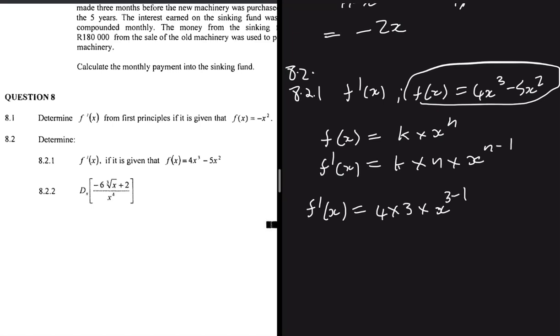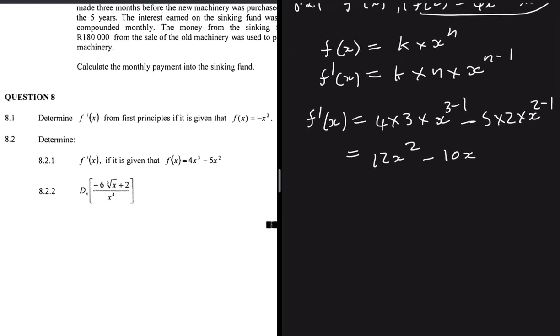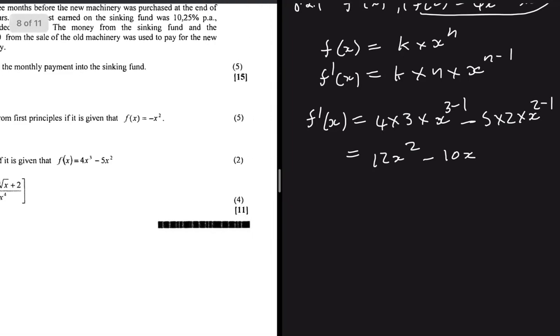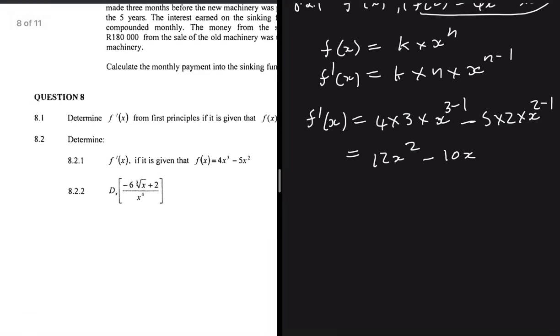3 minus 1. And then minus, and then we have 5x squared there. So we're going to have 5 being our k, 2 being our n, and then x to the power n minus 1, which is going to be equal to 12x squared minus 10x, right? And then that's how you do it, easy 2 marks.